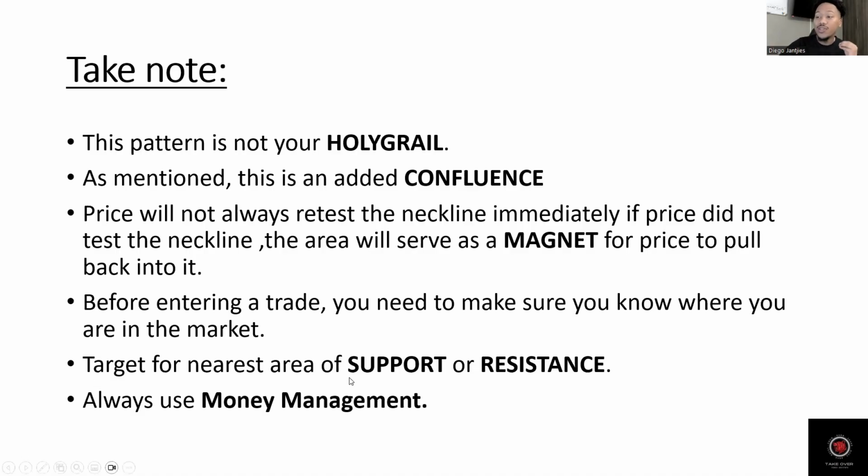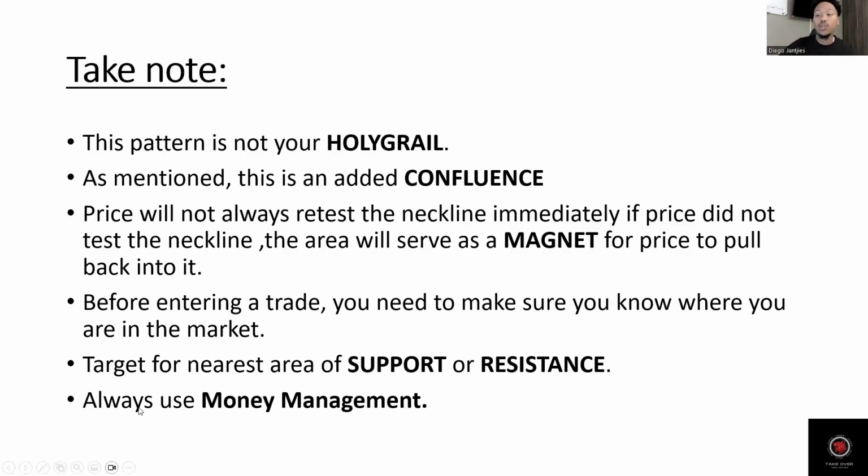Target your nearest areas of support or resistance. Your nearest magnets will literally be your nearest area of support or resistance. Simply, if you are taking price from a demand area, you're going to take it to the next supply area, or a supply area to a demand area. Magnet to magnet, or you can just simply target your highs or your lows, depending on where you are executing price from.